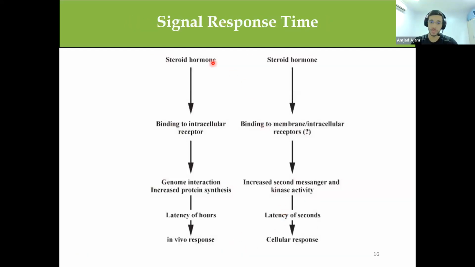So the main difference between NIS and MES: this one is the NIS, the nuclear initiated steroid signaling. Once the hormone binds to the intracellular receptor, either cytoplasmic or nuclear, they will interact with the genome. So they will bind to the DNA, leading to protein synthesis. And this may take an hour to produce a specific response. So this is the nuclear initiated, the NIS, nuclear initiated steroid signaling.